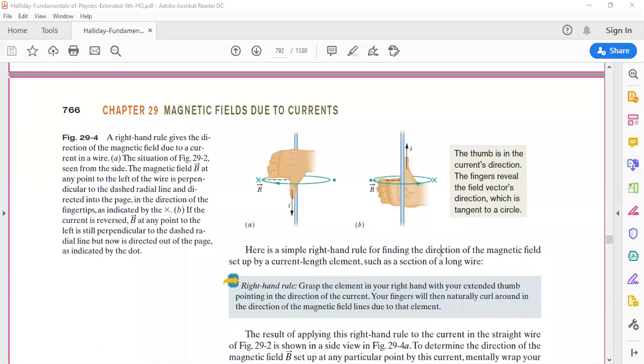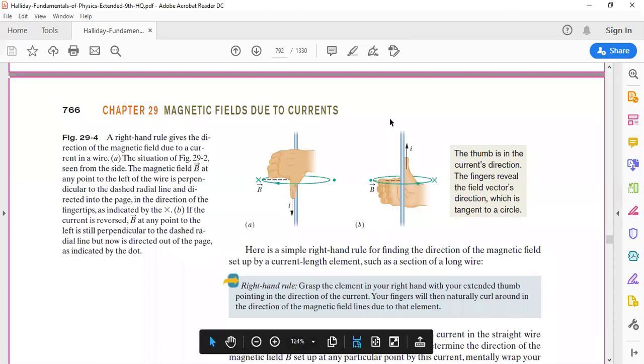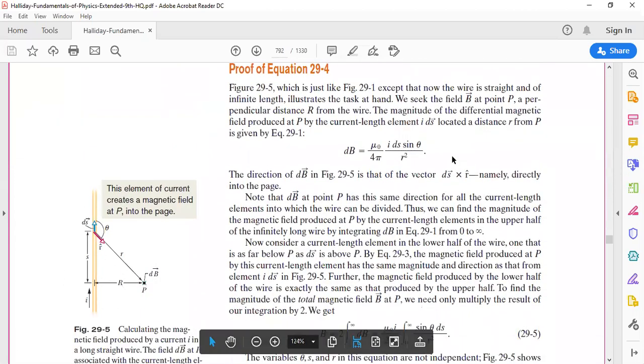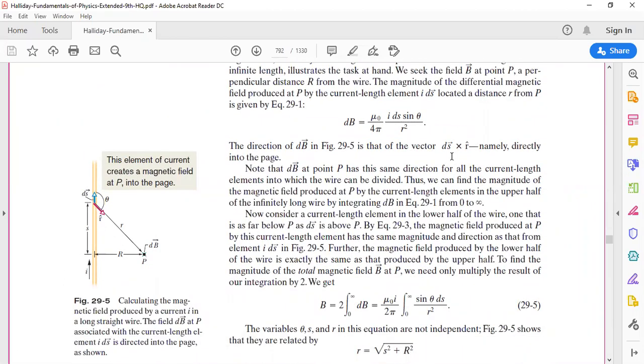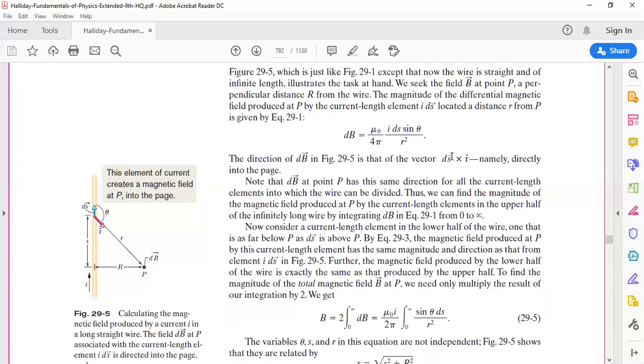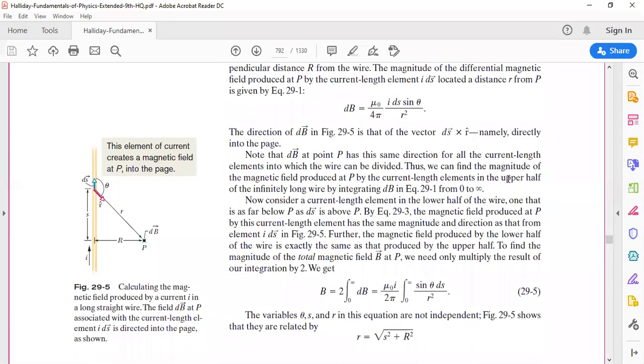Yeah. So up to now, we have to find the proof of the previous equation 29.4. So this involves basically some mathematical steps, just like the equation written here.